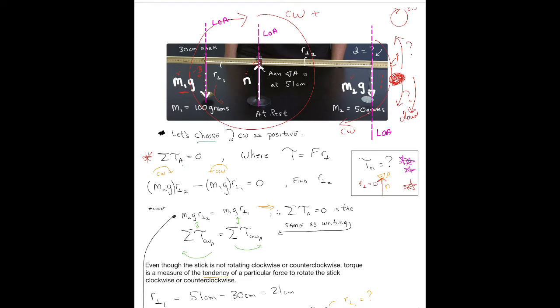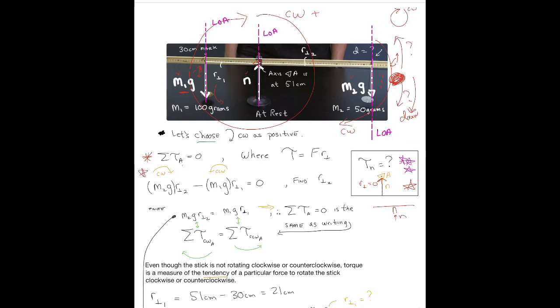Okay, so the normal force causes no rotation. Imagine if you only had the meter stick balanced on your finger. There's the meter stick, there's your finger. Your finger would be the normal force. The stick isn't rotating at all, so that normal force doesn't cause rotation.